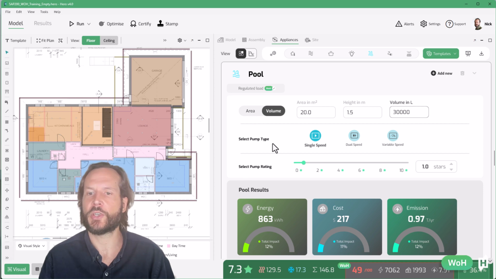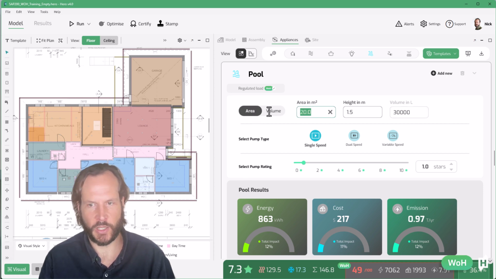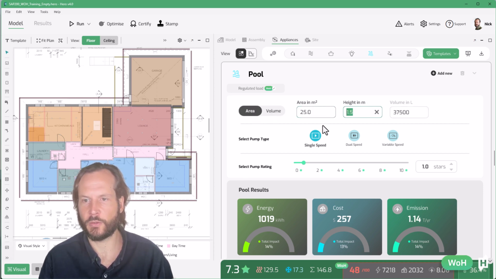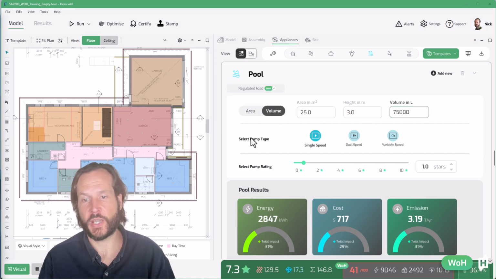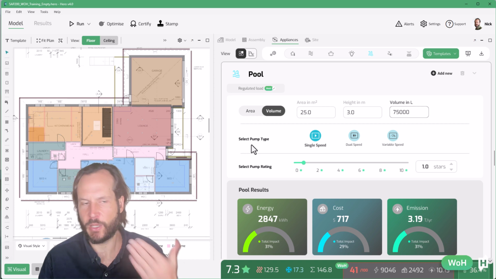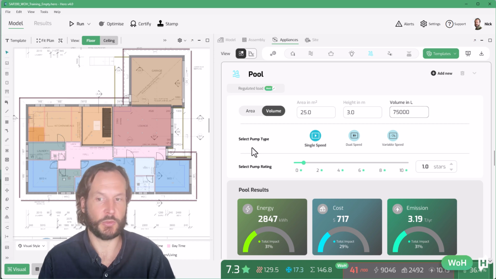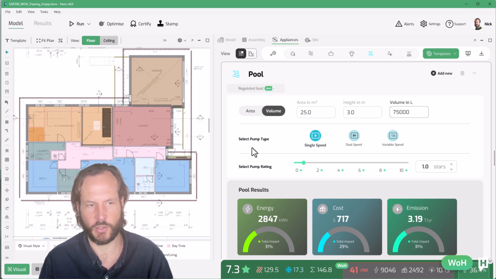energy derives from. So you can select whether to enter in the area and depth of a pool to derive the volume, or you can select to enter in the volume of the pool. You then select the pool pump type, so that's the pump that's pulling all of the water through any filters, through any chlorinators and those kind of treatment systems. Pool heating or spa heating is not included, and any supplementary pumps and heating for those systems can be ignored for now in NatHERS Whole of Home.